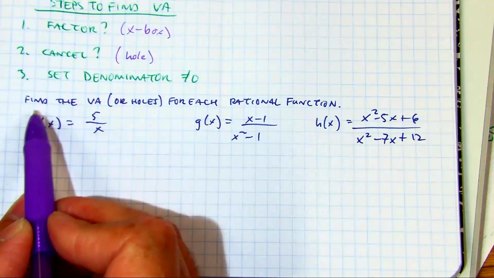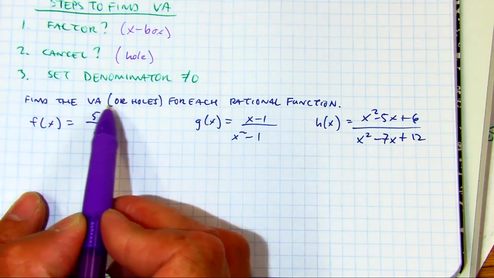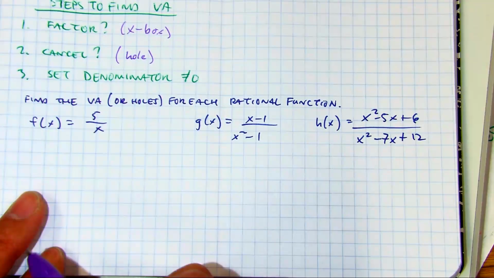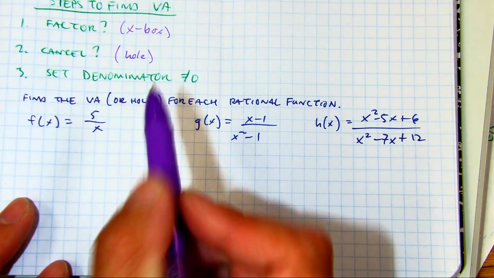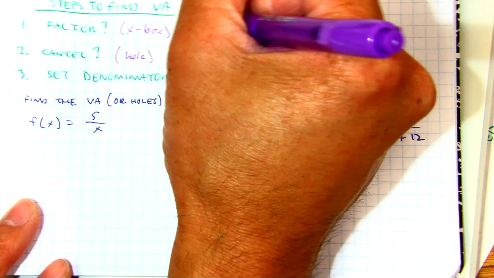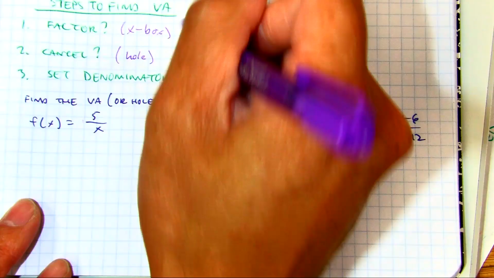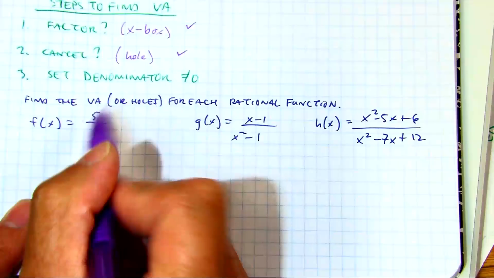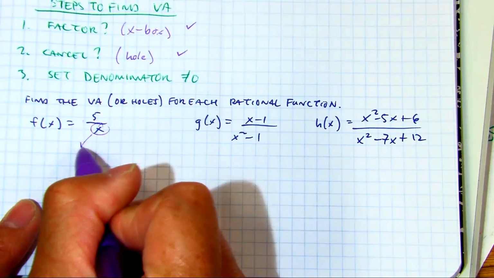So the directions are in our 3 examples. Find the vertical asymptote or holes for each of the rational functions. Okay? Class, yes or no? Is it factored? I don't have to factor anything. Can I cancel anything? No. And then now we're going to set the denominator.